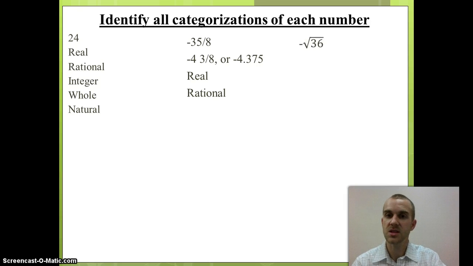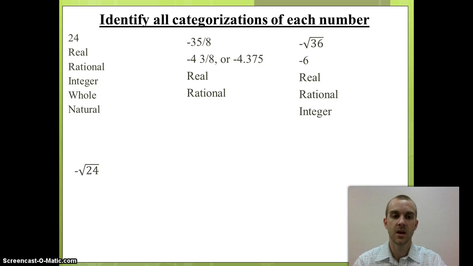Negative square root of 36. Now I have to ask myself, is the square root of 36, can I simplify that? And yes, I can. It simplifies to 6, so that would be negative 6. Negative 6 is real, it is rational because it terminates, and it is an integer because it's a negative counting number, and that's all.